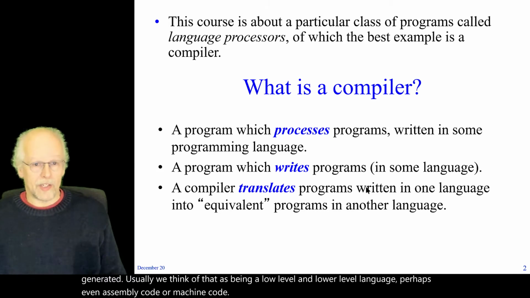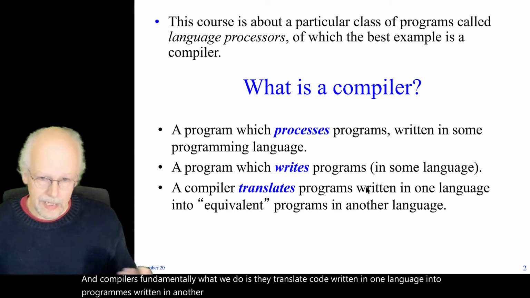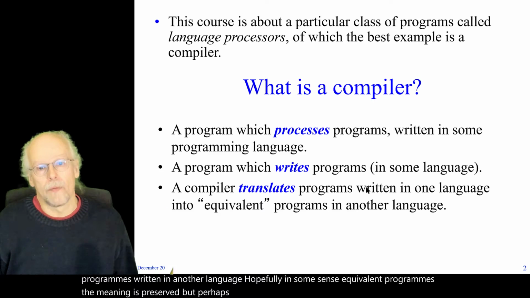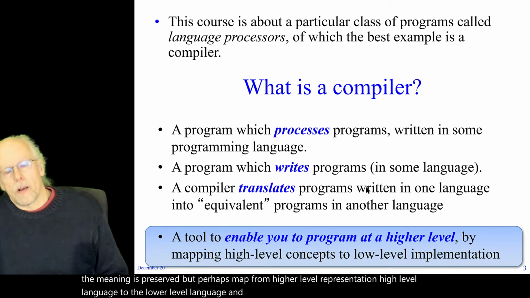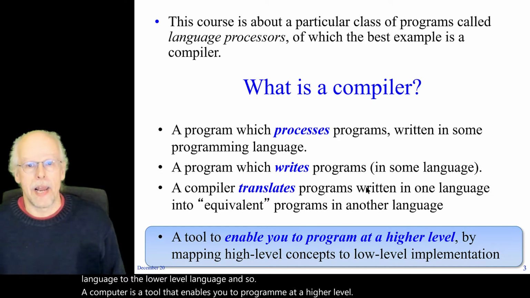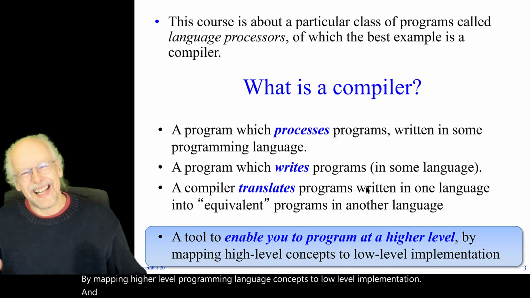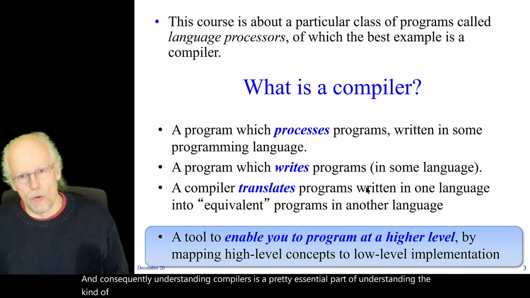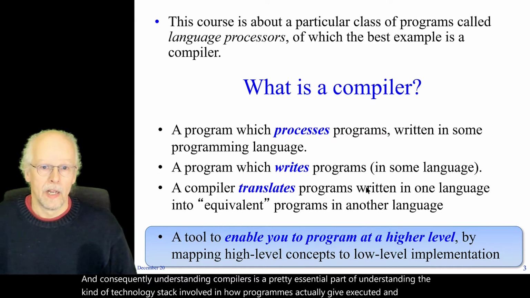And compilers, fundamentally what they do is they translate code written in one language into programs written in another language, hopefully in some sense equivalent programs. The meaning is preserved, but perhaps mapped from the higher level representation, the higher level language, to the lower level language. And so a compiler is a tool that enables you to program at a higher level by mapping higher level programming language concepts to low level implementation. And consequently, understanding compilers is a pretty essential part of understanding the kind of technology stack involved in how programs actually get executed, and consequently your training as a software engineer.